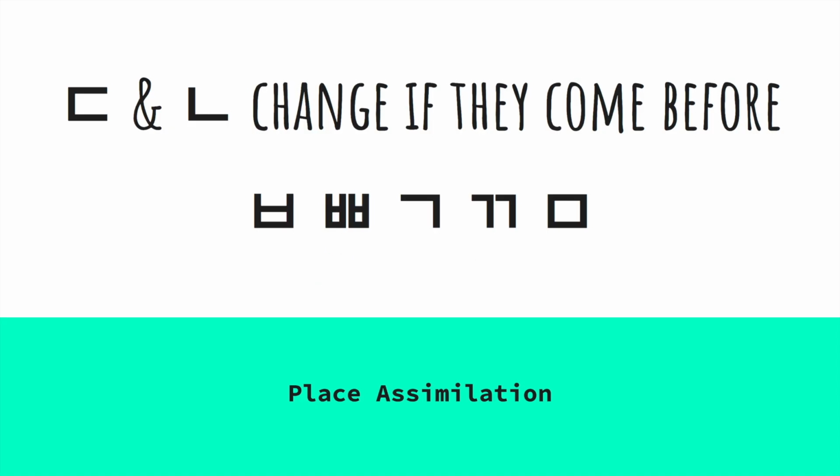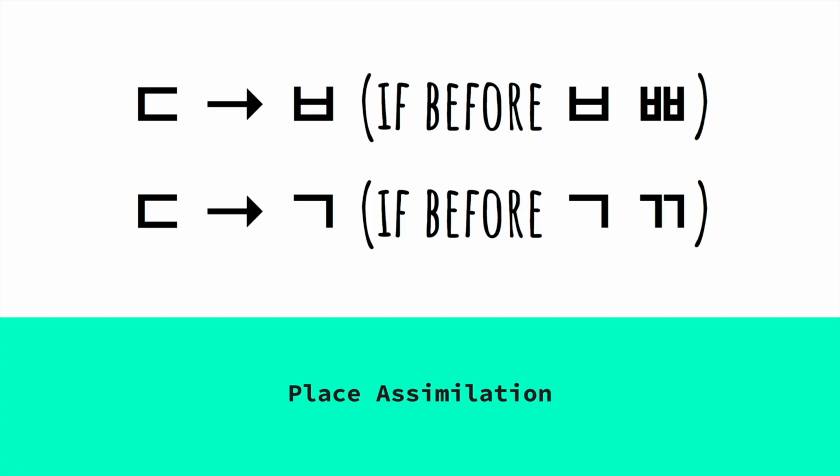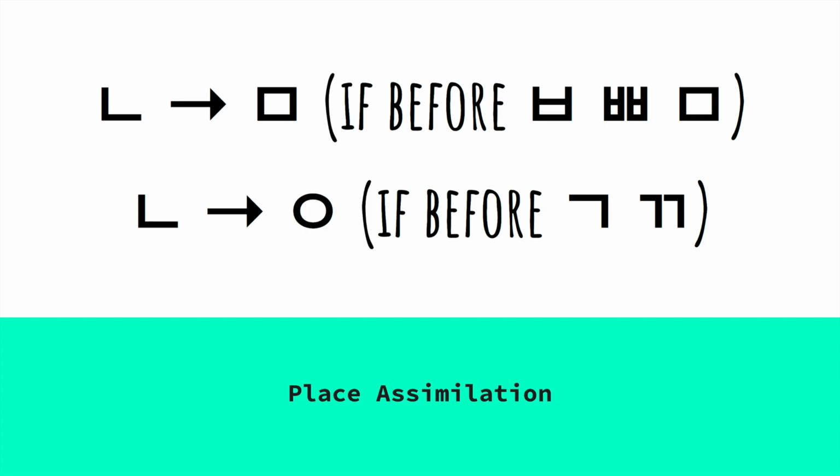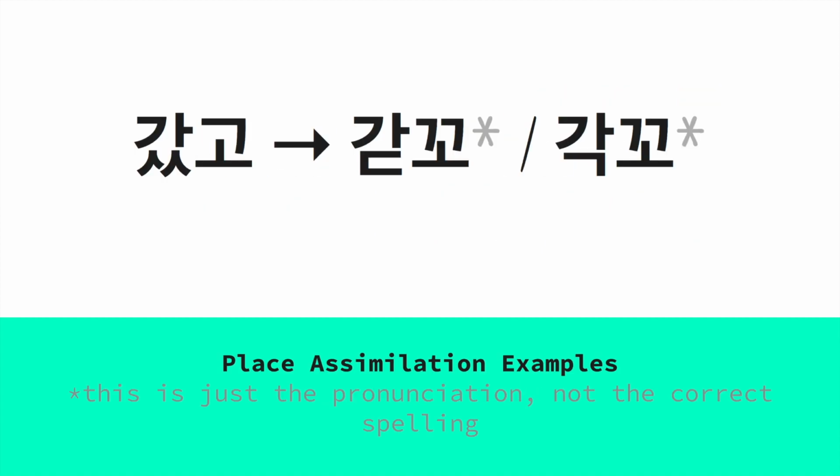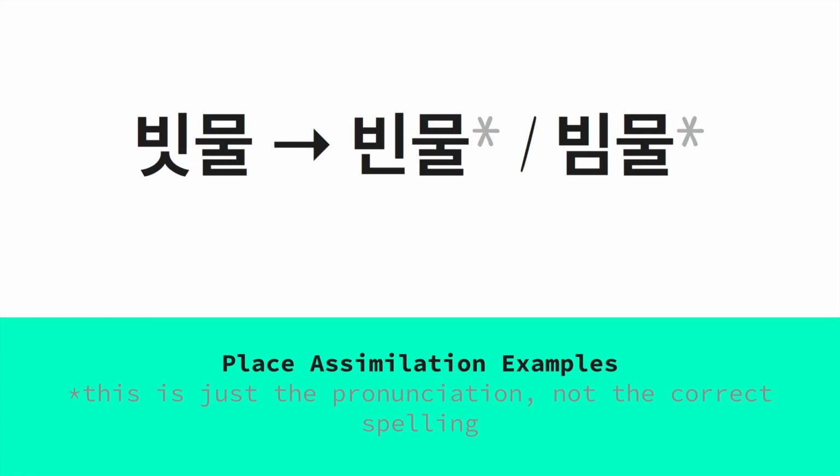Place assimilation. 디귿 and 니은 change if they come before 비읍, 쌍비읍, 기역, 쌍기역, and 미음. 디귿 becomes 비읍, if before 피읍 or 쌍비읍. 디귿 becomes 기역 if before 기역 or 쌍기역. 니은 becomes 미음 if before 피읍, 쌍비읍 or 미음. 니은 becomes 이응 if before 기역 or 쌍기역. 한강, 같고, 빗물.